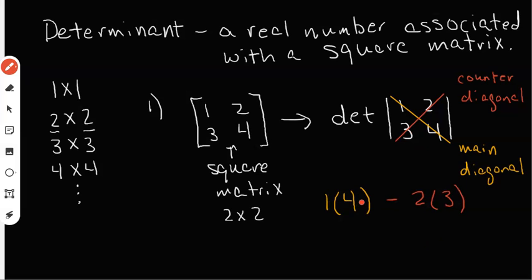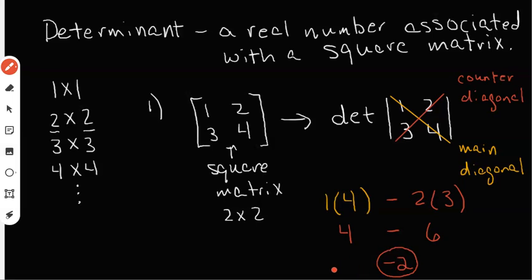So what's 1 times 4? 1 times 4 is going to give me 4. And what's 2 times 3? That's going to give me 6. And now I have 4 minus 6. What would that be? 4 minus 6 is -2. So once I get my answer, I circle it.